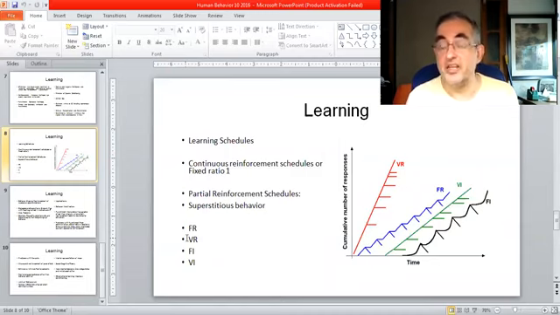That's variable ratio 2. You can have variable ratio 3. On average, every 3 lever presses will give you a reinforcement. Sometimes 1, sometimes 2, sometimes 3, sometimes 4, sometimes 5. But on average, हर 3 के बाद मिलेगी.